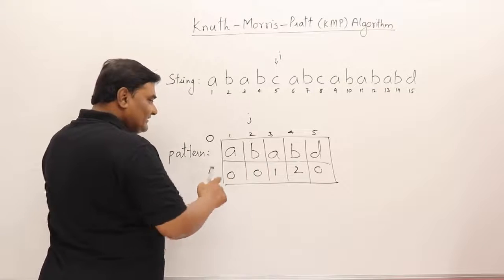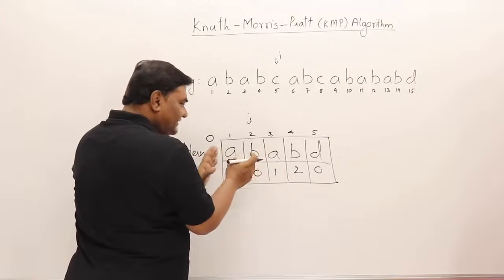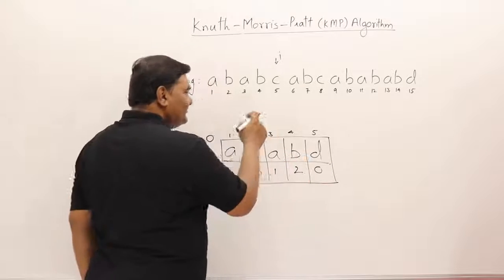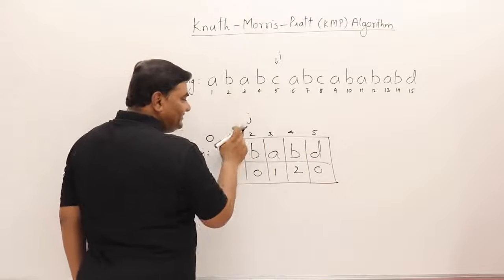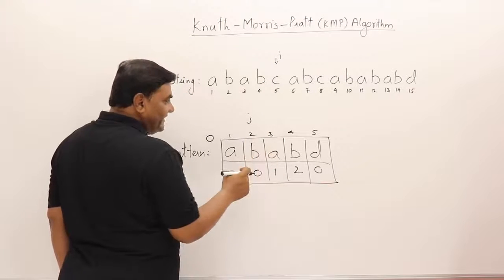This means that this AB is repeating. So AB came 2 times. So already we have checked 1 time. So maybe we have to start from here. So let us observe. Now J plus 1 with this one. Is it matching? No, still there is a mismatch.